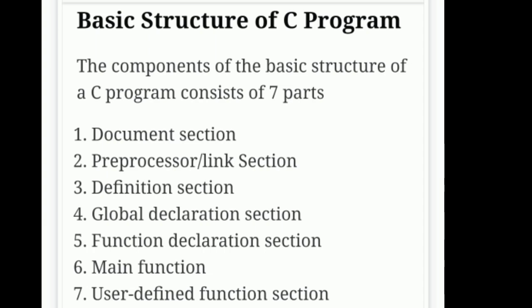The first step is create, then compile, then execute or run. The first one is create, the second one is compile, the third one is execute or run, and the fourth one is the desired output. Desired output means whether you are satisfied with that output or not.